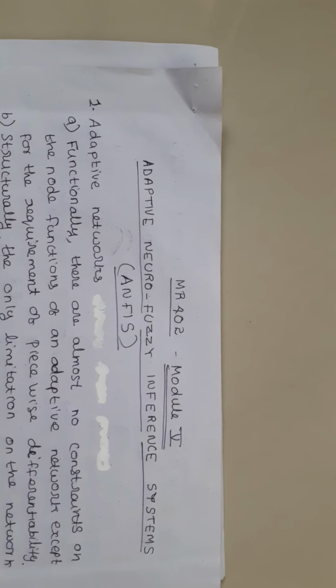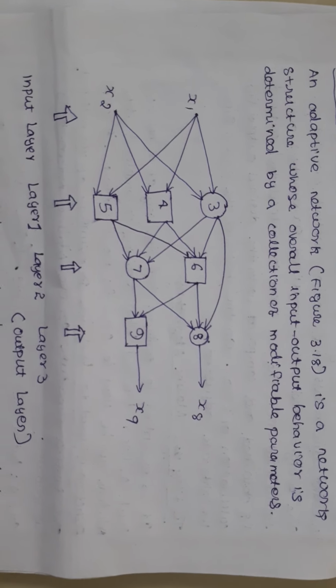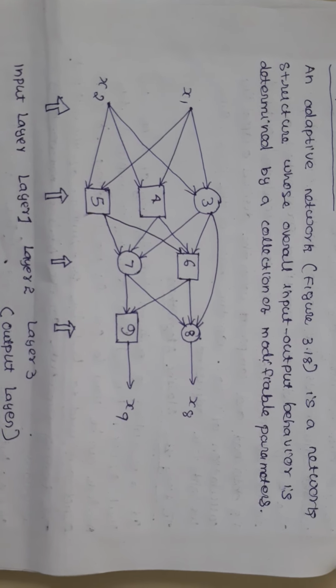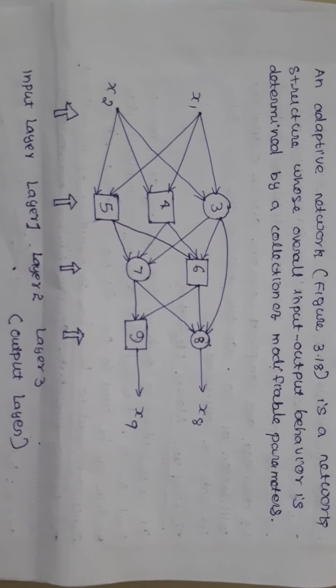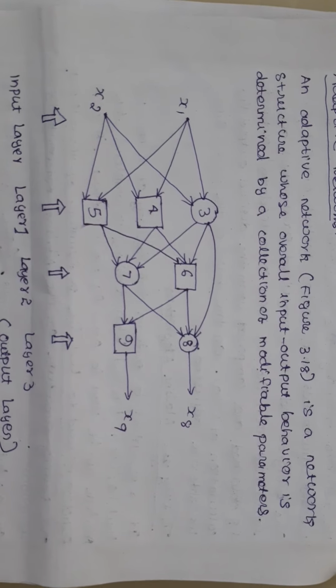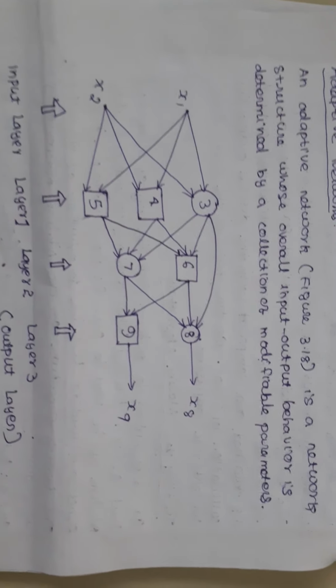Let us see an example of adaptive networks. It has different types of layers, and it has two types of nodes. One is the fixed node and the other one is the adaptive node. The adaptive node has modifiable parameters, and the fixed node has only a fixed function. See how these nodes are represented.